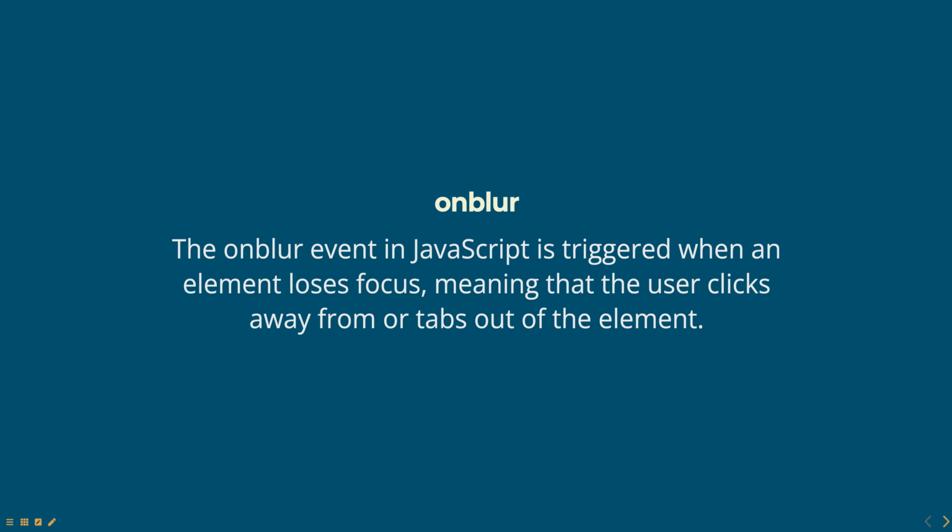The onblur event in JavaScript is triggered when an element loses focus, meaning that the user clicks away from or taps out of the element. This event can be used to perform actions such as validating an input field, updating the content of a page, or hiding a tooltip.